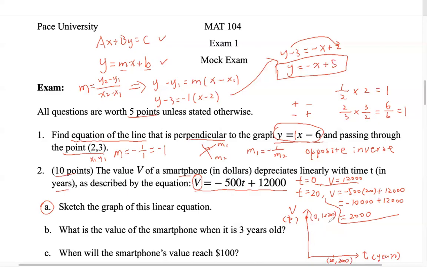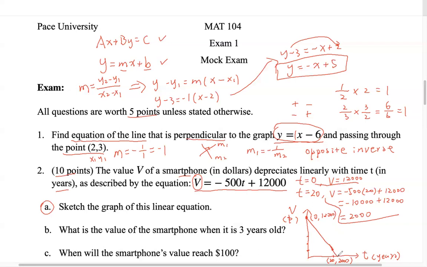Well, 12,000 is 6 times 2,000. So I can divide into half. Then each one I can divide it into 1/3. So this will be 2,000, right? So the point will be here. So with these 2 points, I can graph. I just draw a line segment across these 2 points.